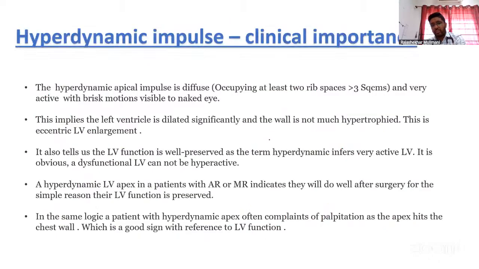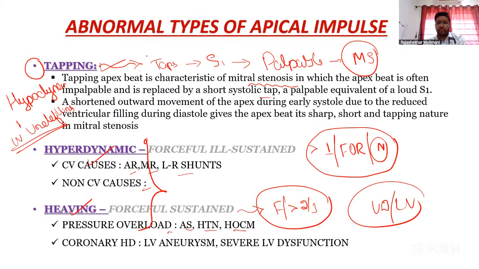So, how will you describe an apex beat if, for example, you're seeing a case of mitral regurgitation? I'm going to say that the apical beat is situated in the sixth intercostal space, lateral to the midclavicular line, felt in more than one intercostal space. That is, it is diffuse, it is forceful, and it is ill-sustained. This is how you are going to describe an apical impulse completely.